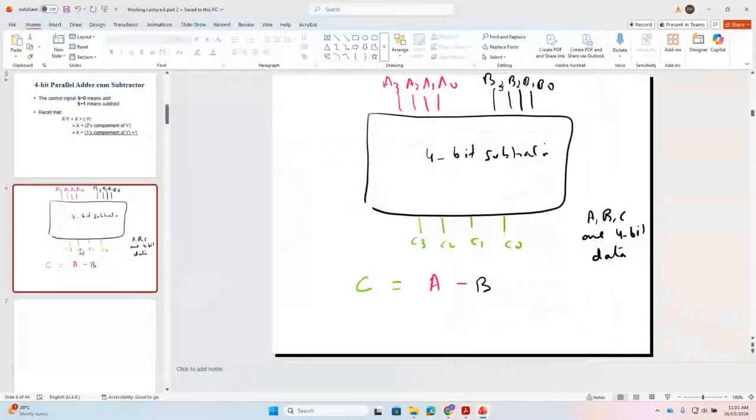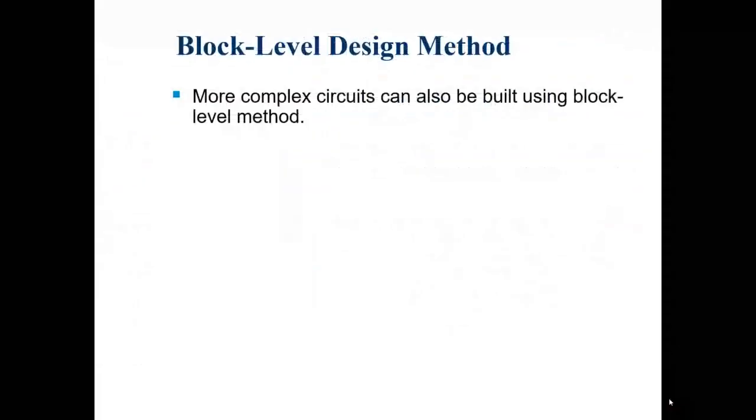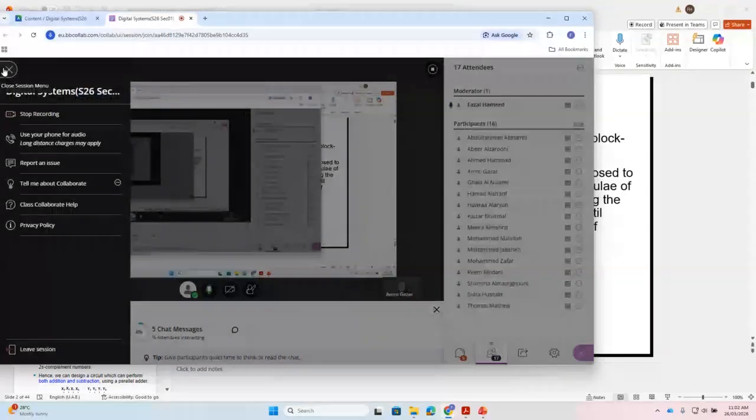Okay, so now we are starting with the block level design approach. In the block level design approach, we can design more complex circuits using the block level design method. And what's the block level design method?